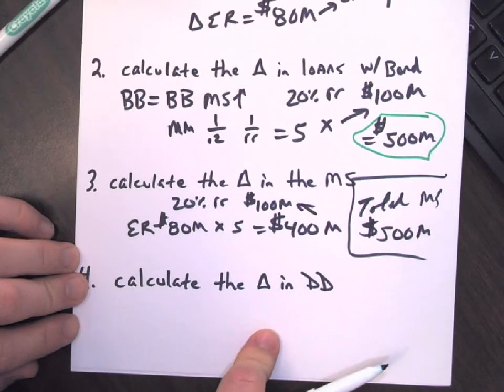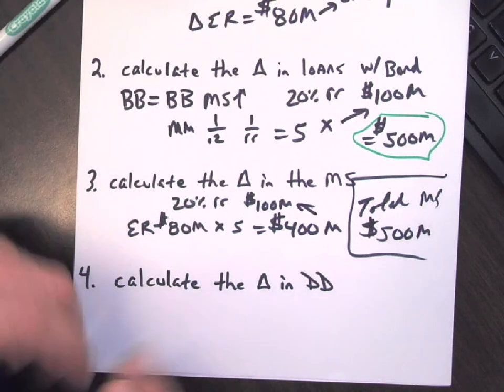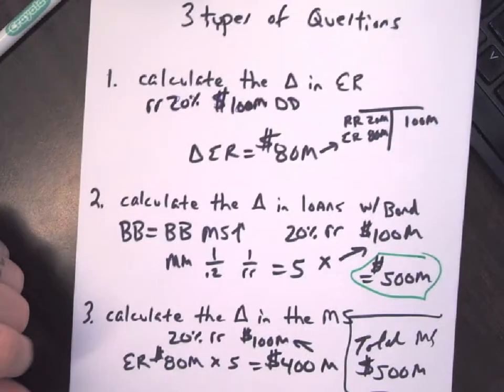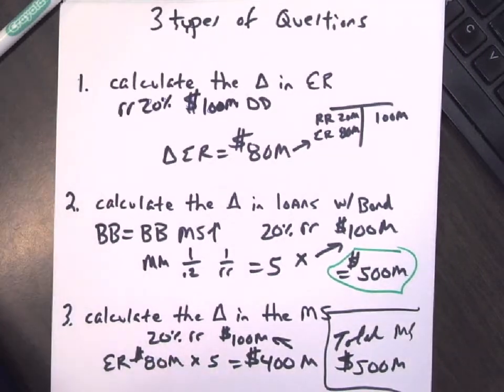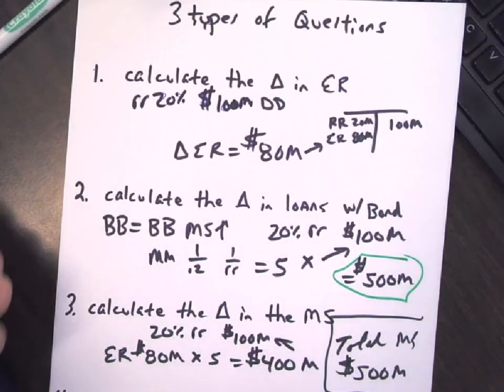Now the change in demand deposits: we take our excess reserves times our money multiplier, and we can solve for those also. Okay, I hope that helps. That's one of my longer videos. I'm sorry, but that's just something we got to do.